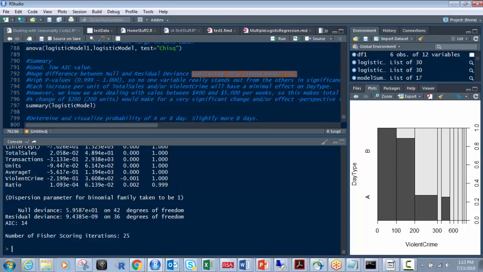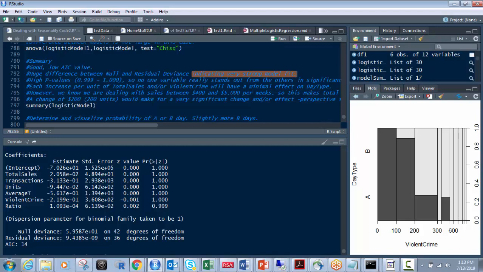Next, let's look at our p-values. Our p-values, oh, they're not optimal. Optimal would be, remember, 0.05 or below.